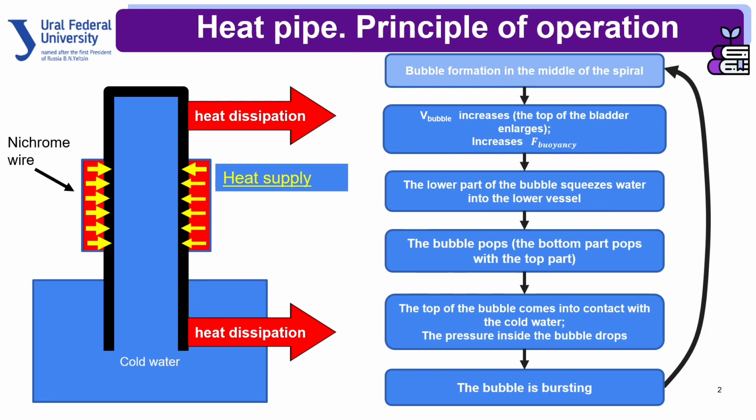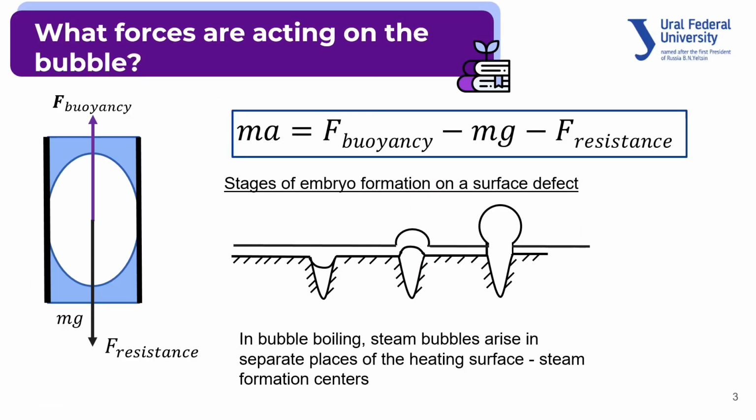After expanding, the bubble begins to float upward. Then the bubble comes in contact with the glass of the tube, which has a lower temperature. The saturated vapor molecules begin to condense. The pressure inside the bubble drops and the bubble collapses. The process repeats cyclically. In bubble boiling, steam bubbles arise in separate places on the heating surface, the centers of steam formation. Newton's second law helps to explain what happens to a bubble.